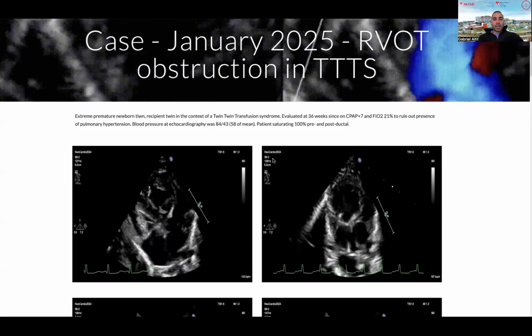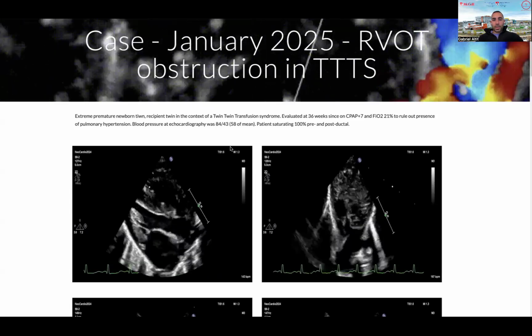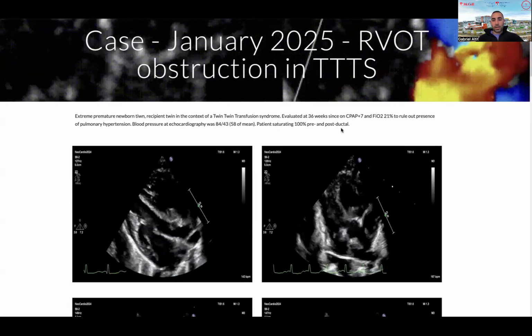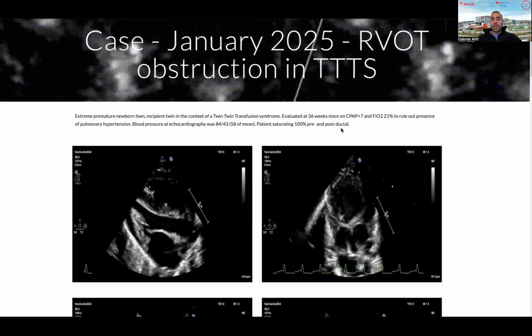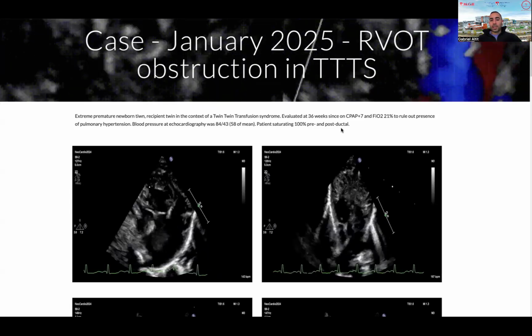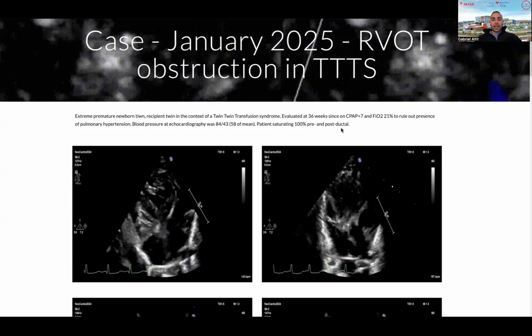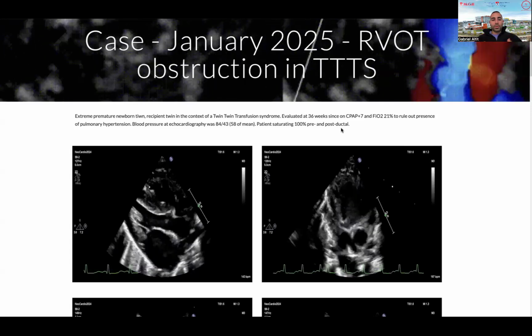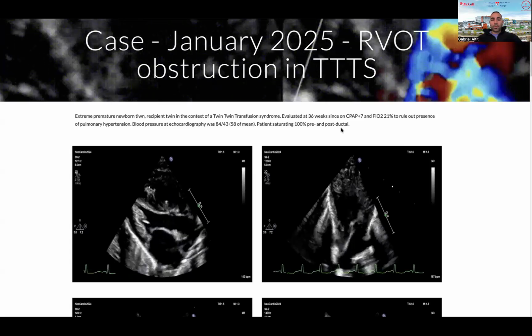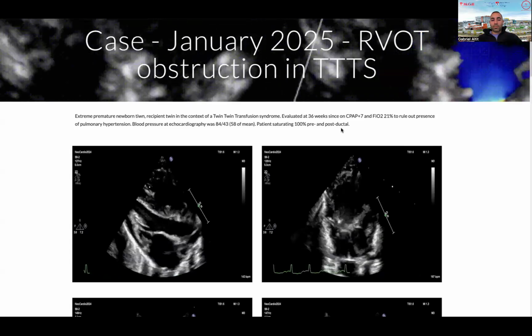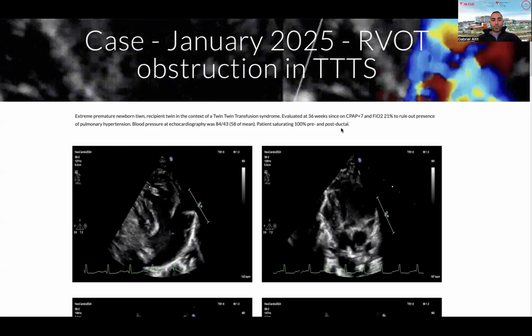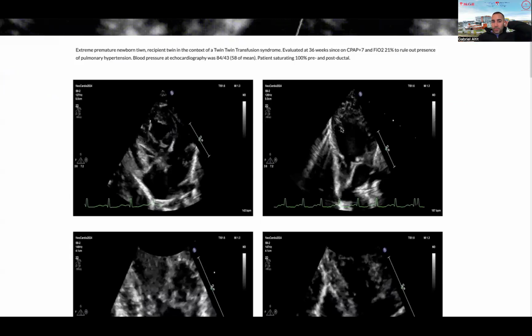Blood pressure at the time of the echo was 84 on 43. The patient was saturating 100% pre and post ductal, had a benign physical exam, no hepatomegaly, and was well perfused clinically with relatively minimal work of breathing on the respiratory support. So we'll go over some of the views.